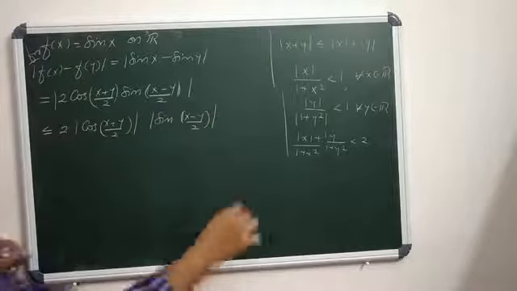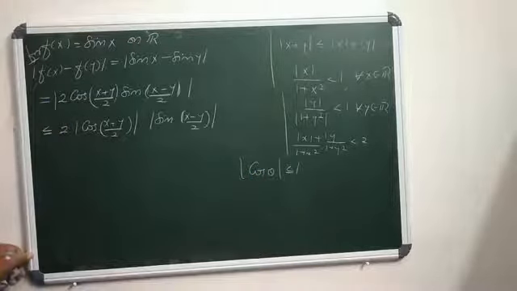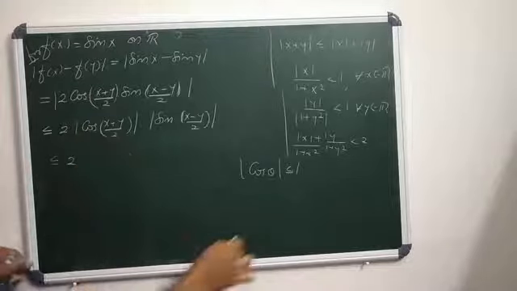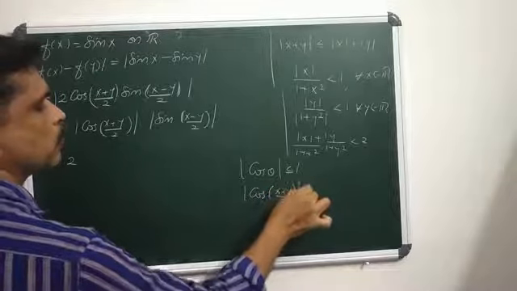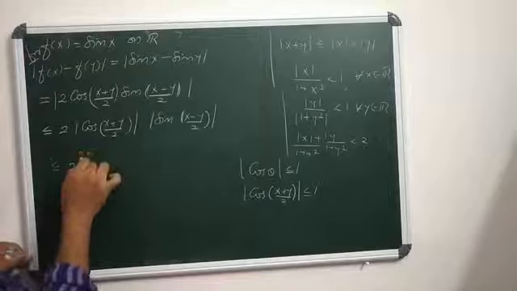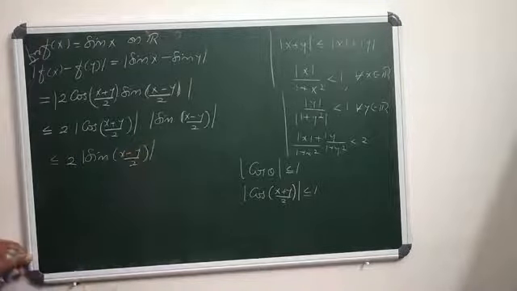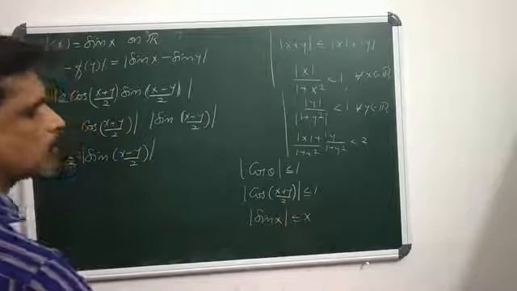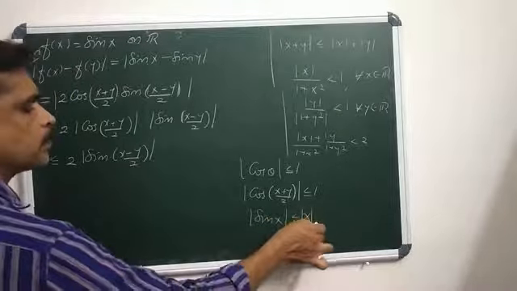But we know what the modulus of cos theta is: mod cos theta is less than or equal to 1. So modulus of cos of (x plus y) by 2 is less than or equal to 1. So it is less than or equal to 2 into 1 into modulus of sin of (x minus y) by 2. But we also know that mod sin x is less than or equal to mod x.